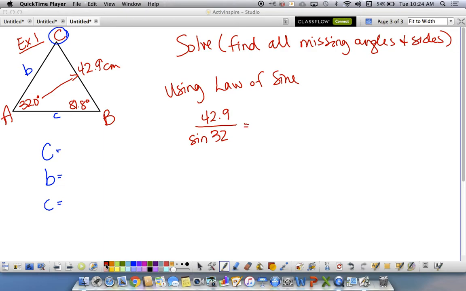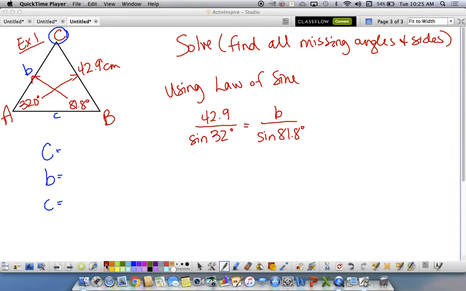That will equal... I don't have another side and opposite it, but I do have an angle and a side that I'm solving for: B over sine 81.8 degrees. Maybe I need to put my degrees there because sine can only go with angles, degrees. The sides, the A and the B, will not have degrees on them, and they should never go with the trig function sine.